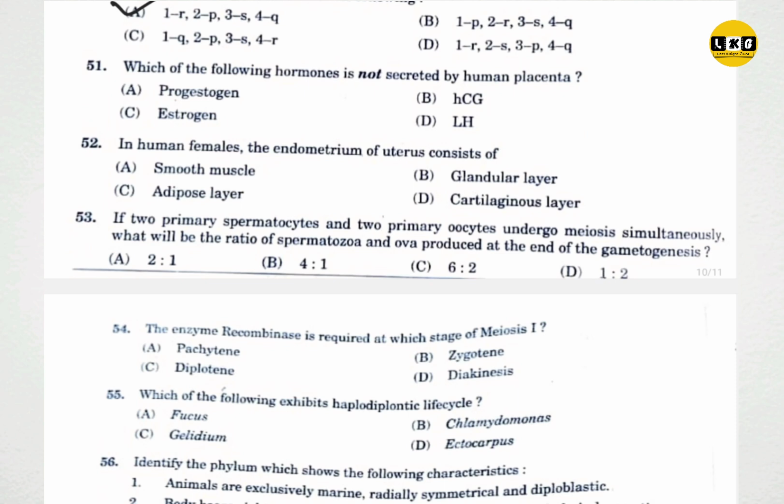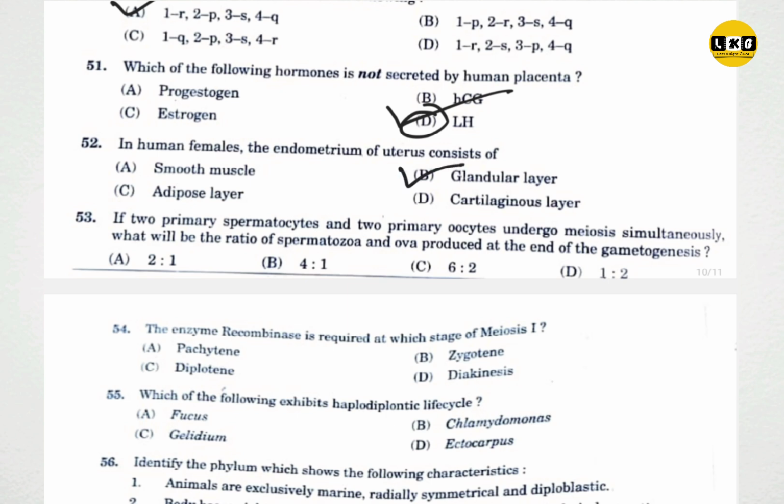Next, which of the following hormones is not secreted by the human placenta? The human placenta secretes four hormones: HCG, HPL, progesterone, and estrogen. Here they have given an additional option, LH, luteinizing hormone. This is the wrong one. So option D is the correct option. Next, 52. In human female, the endometrium of the uterus consists of a glandular layer. Option B.